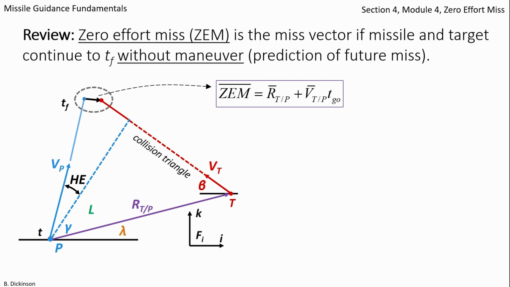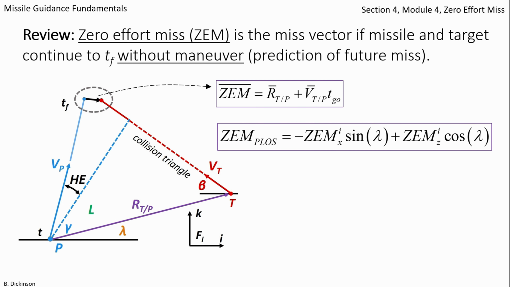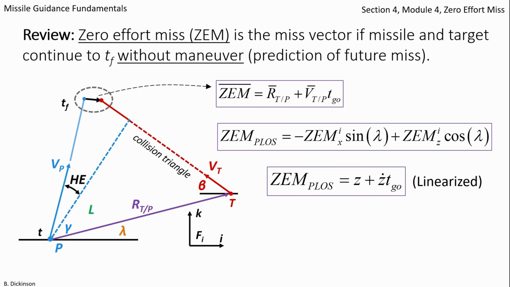And we derived the formula for that in the inertial coordinate system, but then represented zero effort miss in a line of sight coordinate system and took out the component perpendicular to the line of sight. And then we also determined the linearized form of zero effort miss perpendicular to the line of sight, which was greatly simplified. And here Z is the separation between the target and pursuer in the K direction. Time to go, of course, is TF minus the present time, T.